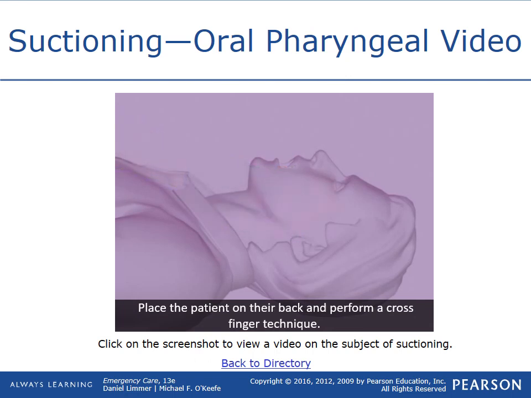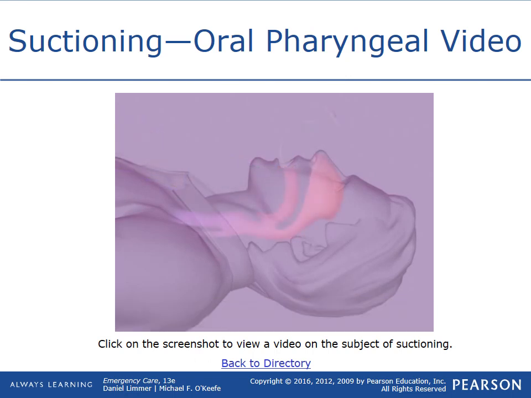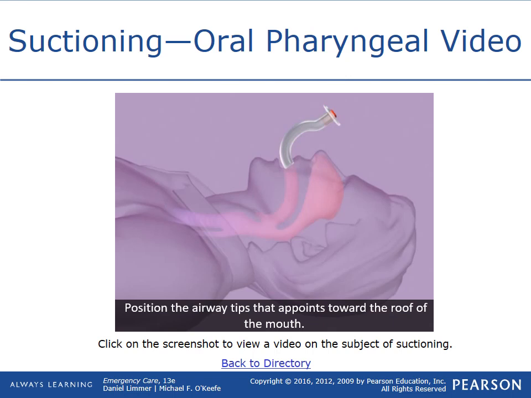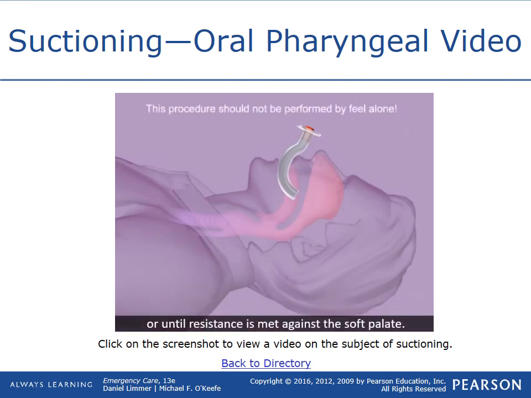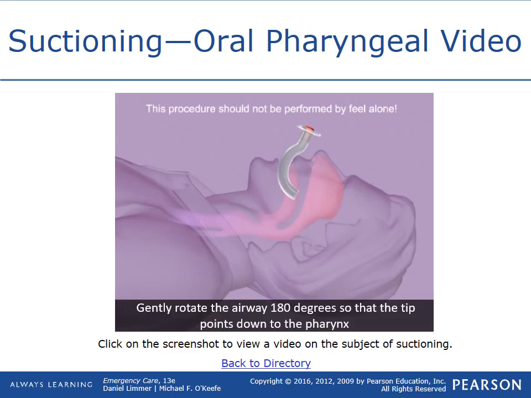Place the patient on their back and perform a crossed finger technique. Position the airway's tip so that it points towards the roof of the mouth. Slide the airway along the roof of the mouth past the soft tissue, uvula, or until resistance is met against the soft palate. Gently rotate the airway 180 degrees so that the tip points down to the pharynx, which prevents pushing the tongue back.